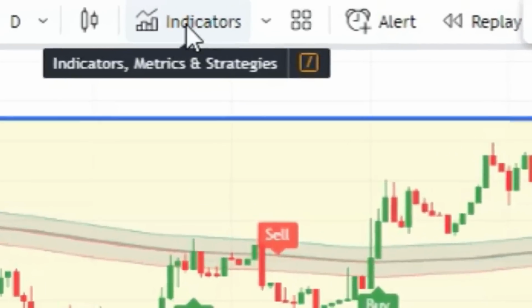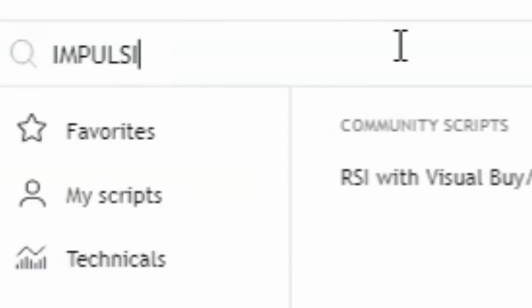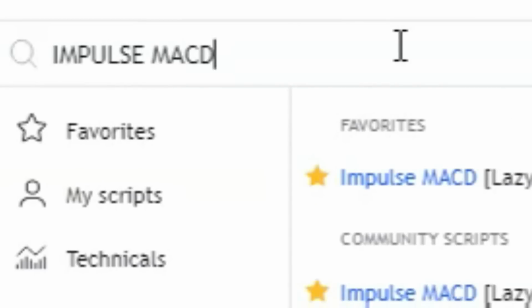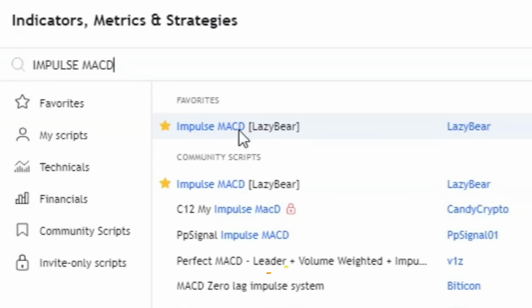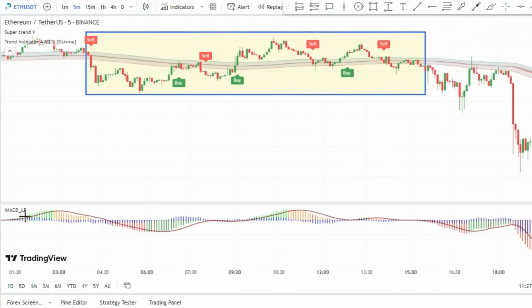Now we need to add the next indicator, which is the impulse MACD, to our trading strategy. Next, we need to optimize this indicator.